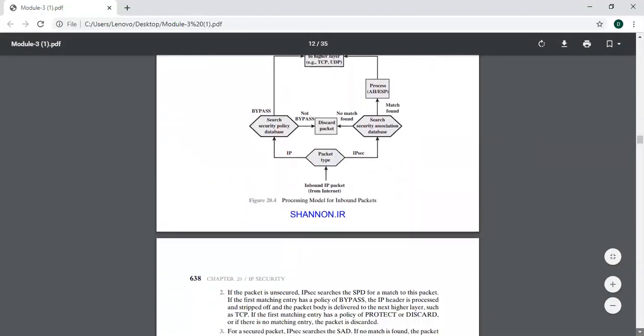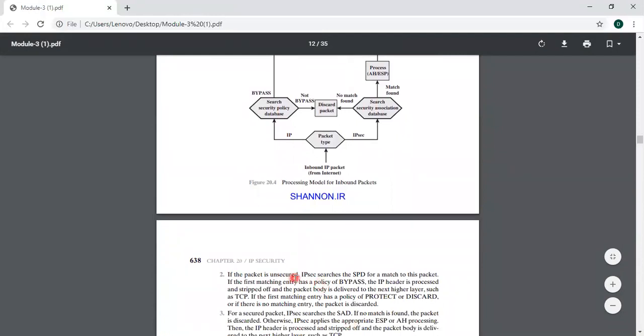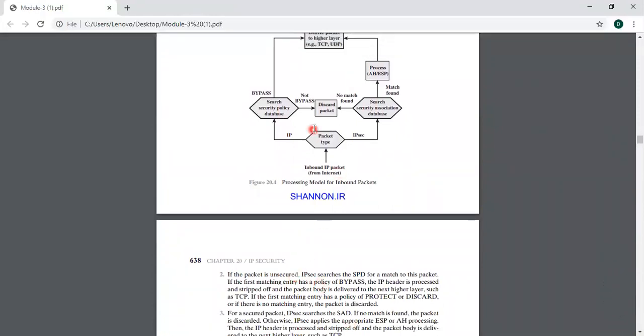Second point, if the packet is unsecured, then IP security searches the security policy database for a match to this packet. If the first matching entry has a policy of bypass, the IP header is processed and stripped off and the packet body is delivered to the next higher layer, such as TCP. If the first matching entry has a policy of protect or discard, or if there is no matching entry, then the packet is discarded.